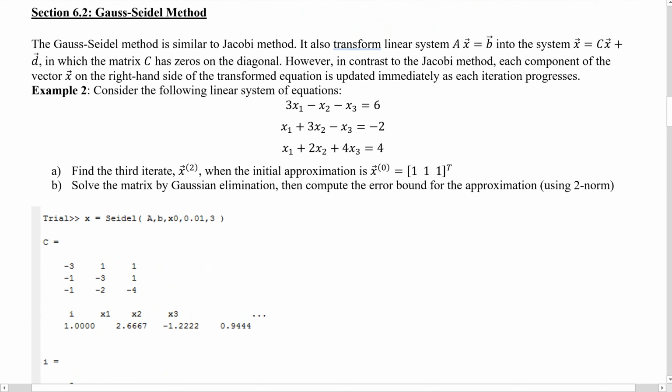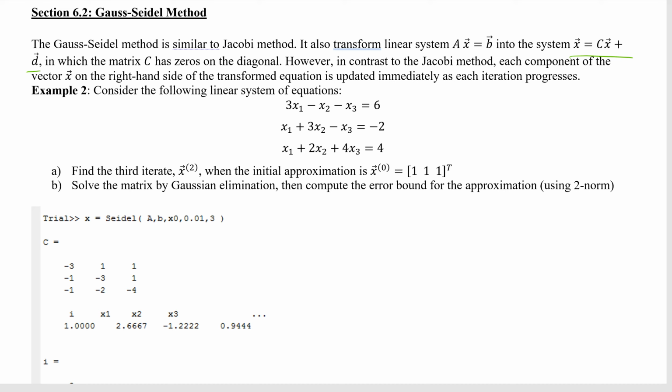The Gauss-Seidel method is similar to the Jacobi method. It also transforms the linear system into a system x equals Cx plus d. So actually, this is the same system, in which the matrix C has zeros on the diagonal. However, in contrast to the Jacobi method, each component of the vector x on the right-hand side of the transformed equation is updated immediately as each iteration proceeds.